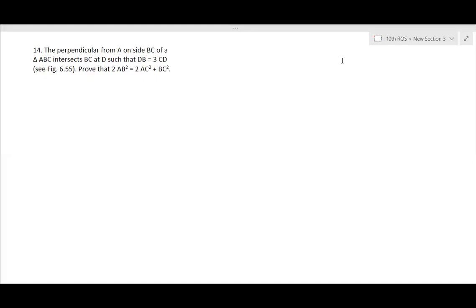Is there any construction in this question? Not needed. Okay. Because already they have given perpendicular. BC, this is A. From A perpendicular we have to draw. That is D.